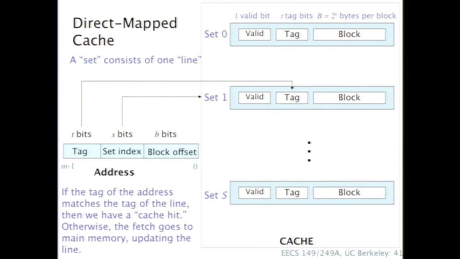The way it works, there's a bunch of terminology here, but a set consists of a number of cache lines, and with a direct map cache, a set has only one line. So set and line are the same thing in a direct map cache. And the line consists of three fields. The first is a valid bit, this is just one bit, telling you whether what's in here is actually valid.